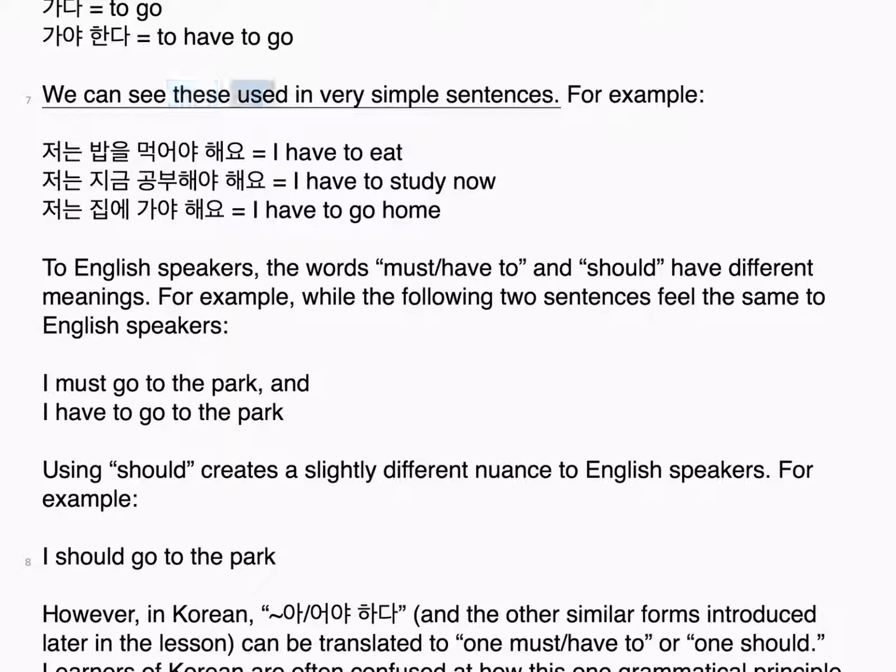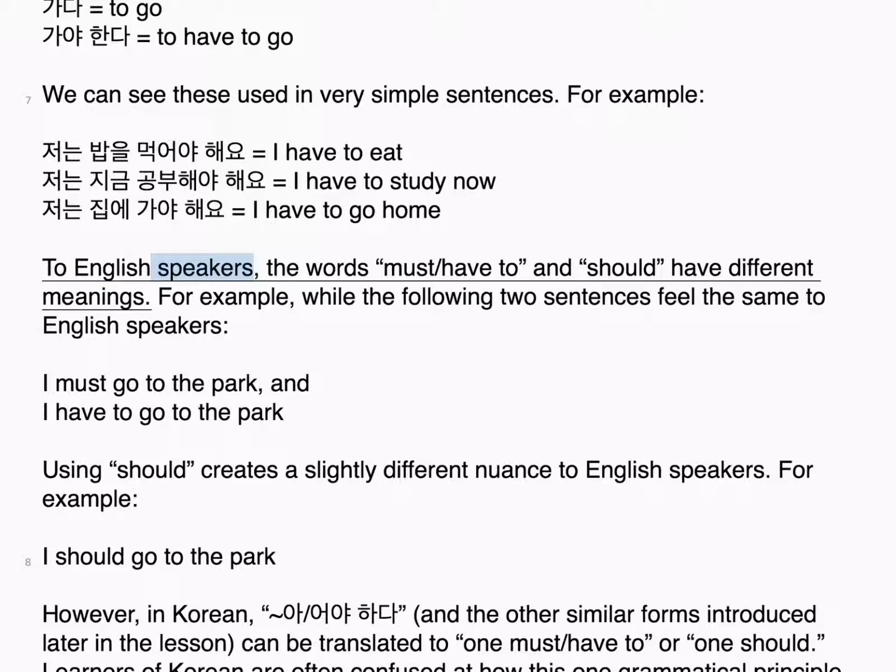We can see these used in very simple sentences. For example, 저는 밥을 먹어야 해요. I have to eat. 저는 지금 공부해야 해요. I have to study now. 저는 집에 가야 해요. I have to go home.